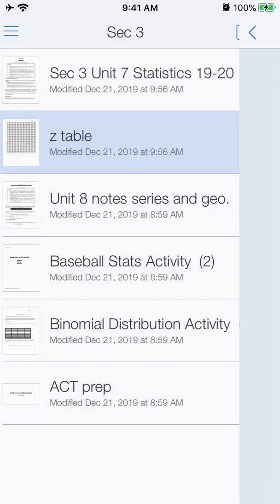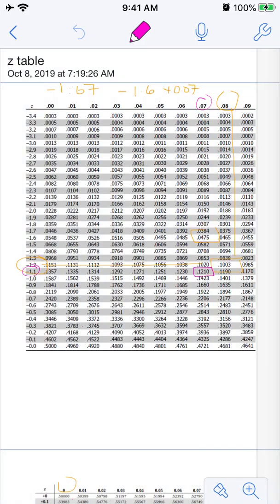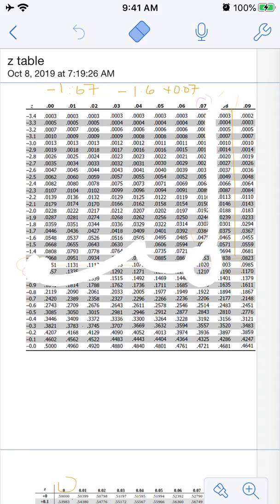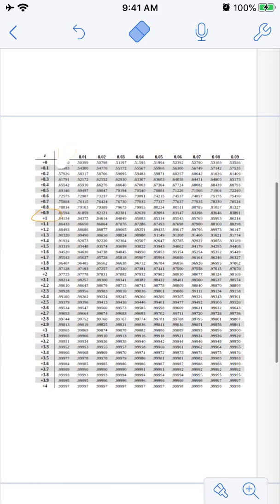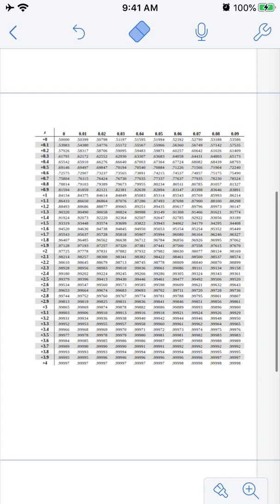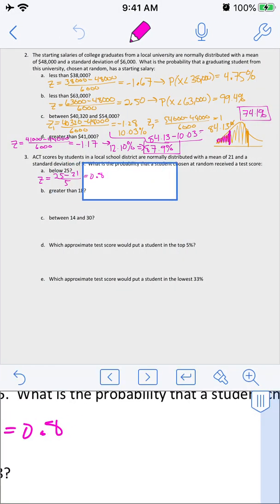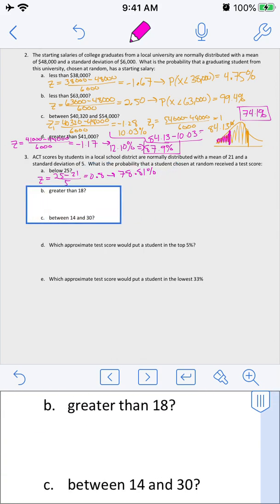That is the z-score, pardon me. The probability for that, let me clean this up. Okay, it was positive 0.8. So we will go to 0.80, and we get 78.81%. It's a probability of 78.81%. Cool. All right, greater than 18.